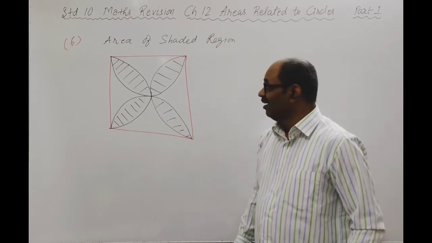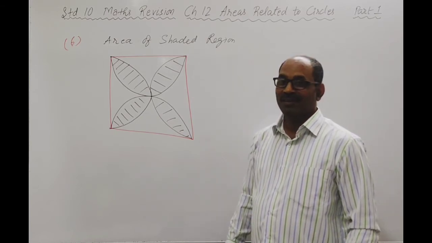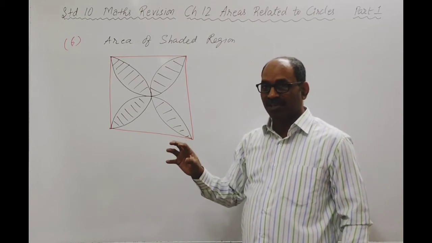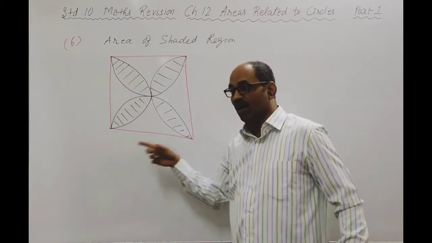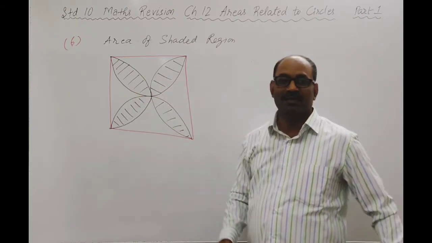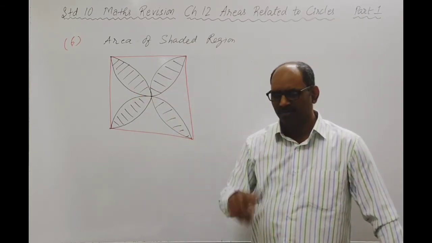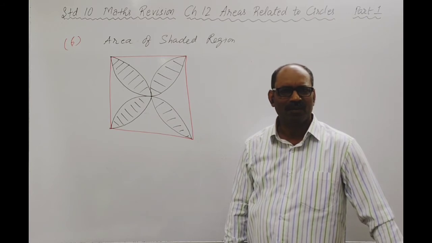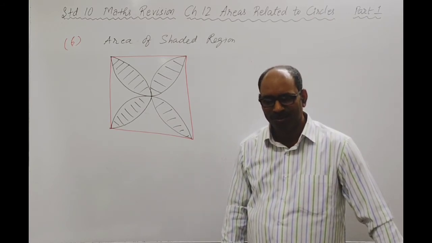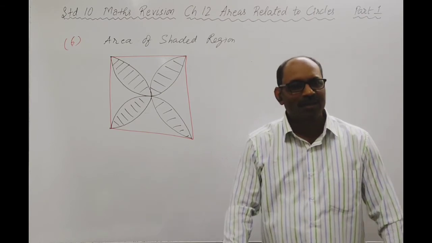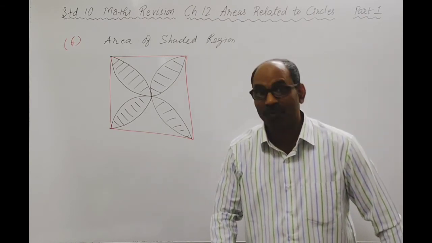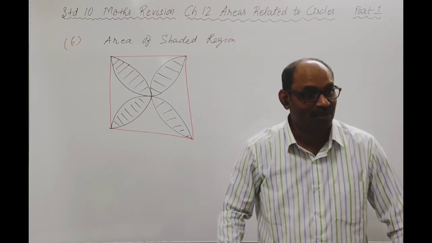Okay? How will you find it? Because the shaded region is not a proper shape. Yes, we have a square, but the unshaded region again is not a proper geometrical shape where we can calculate the formula. What to do? There is one square, correct? And 4 semicircles. One square and 4 semicircles.